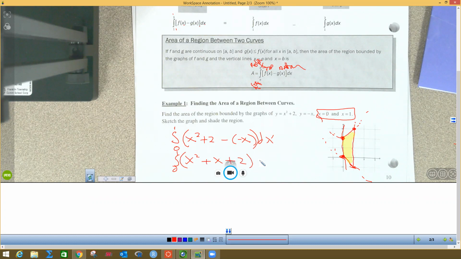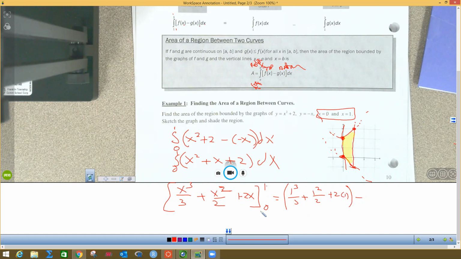Okay, and then I'm going to get x cubed over 3. I'm going to do my integral plus x squared over 2 plus 2x, and we're doing this from 0 to 1. So we're going to plug the 1 in first. We're going to get 1 cubed over 3 plus 1 squared over 2 plus 2 times 1. This is called the upper limit because it's the upper bound, this part right here. Some people like putting that in parentheses, but you don't have to.